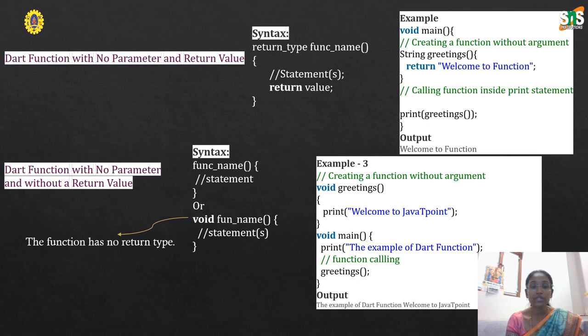Next one is no parameters and no return value. I never give any return values inside my function. Then the void main, creating it without arguments. I will print some greetings over here, and void main gives a print over here. I never return any values through my function. The output of this example of Dart functions is: welcome to the Java deployed. These are the letters I will give on my output side.